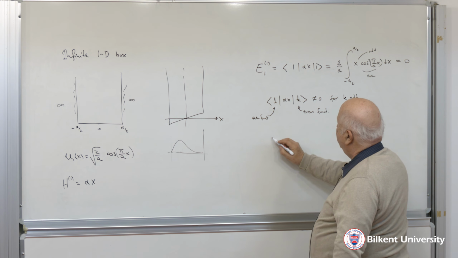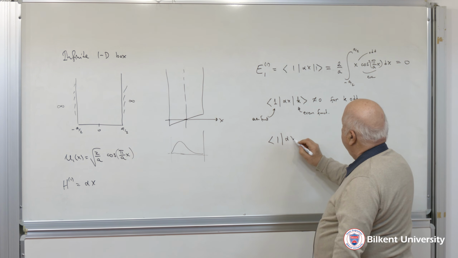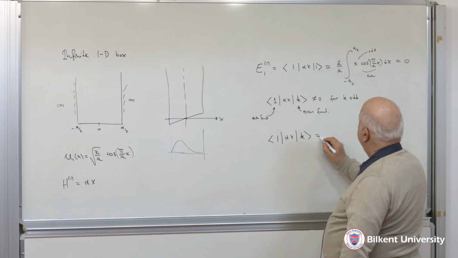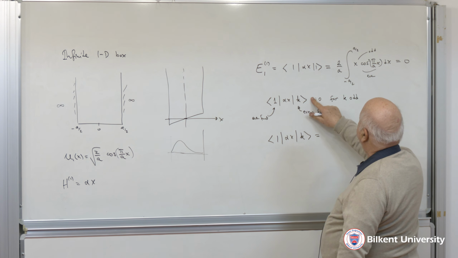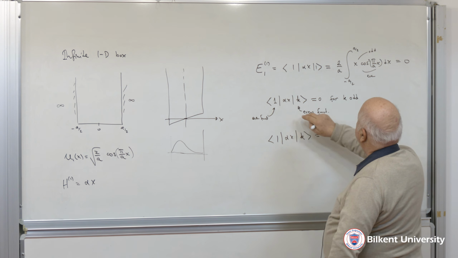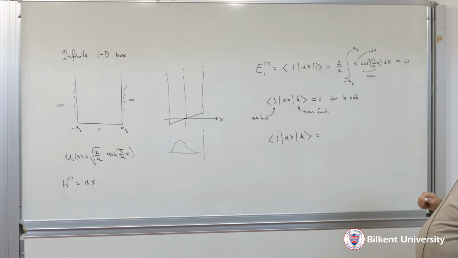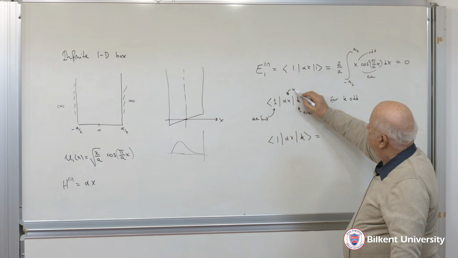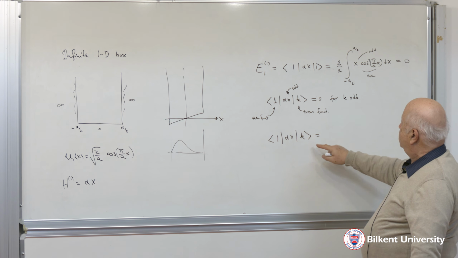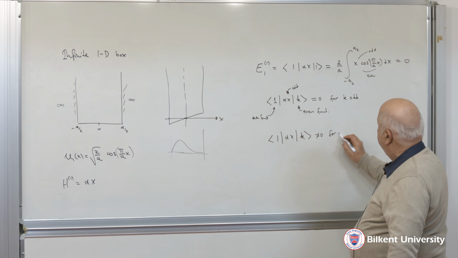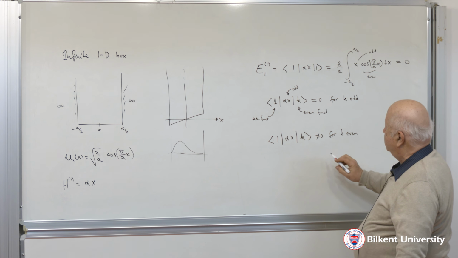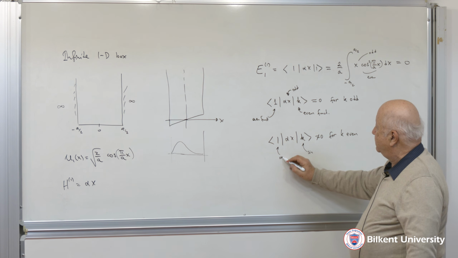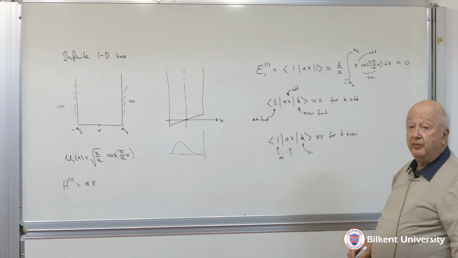So I need to find things which look like ⟨1|αx|k⟩. I'm writing the wrong thing here. This is 0 for odd k, even, odd, this is odd. So this is not going to be 0 for k even. In that case, this is going to be a sine function. It's going to be odd. This is going to be a cosine function, and this is just x.